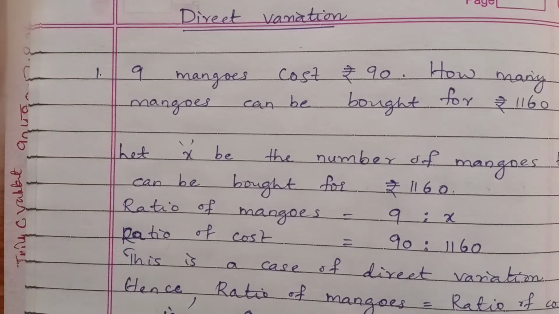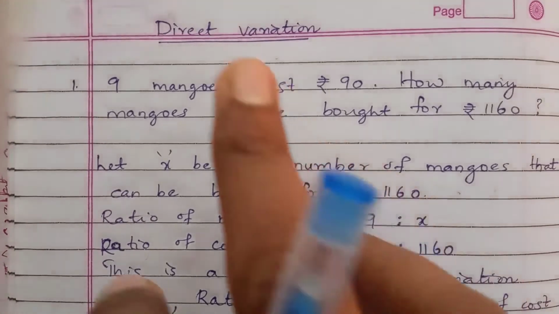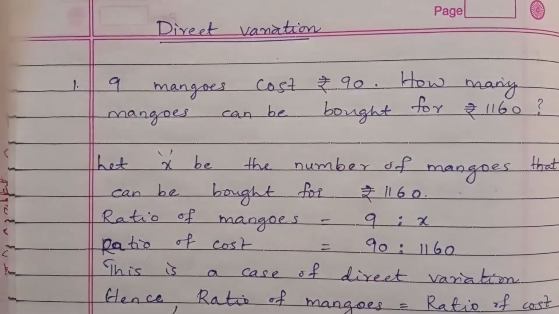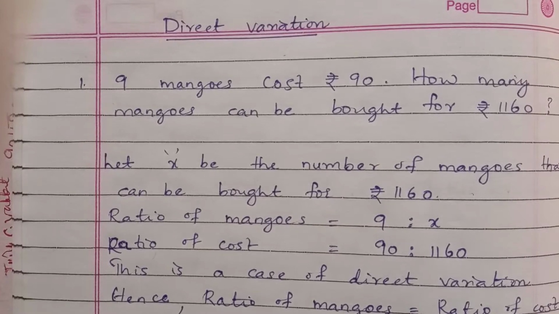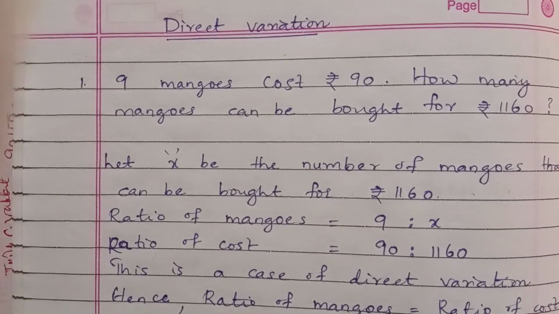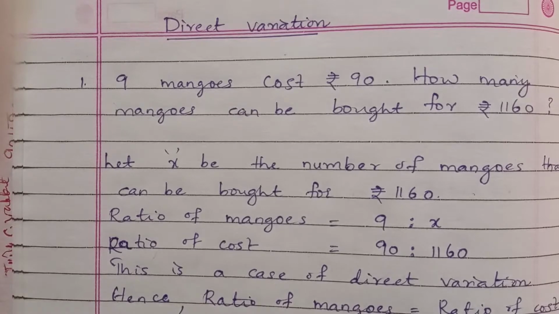Good morning, students. Today we will discuss the topic direct variation. When two quantities are so related that an increase in one causes an increase in the other, or a decrease in one causes a decrease in the second quantity, then we can say that the two quantities vary directly, and it is a case of direct variation.